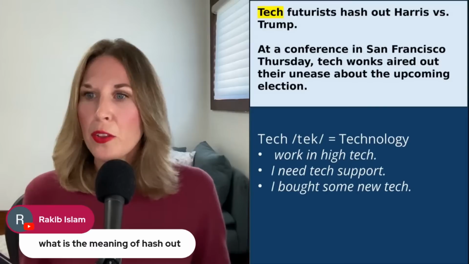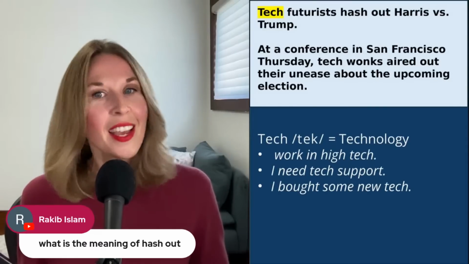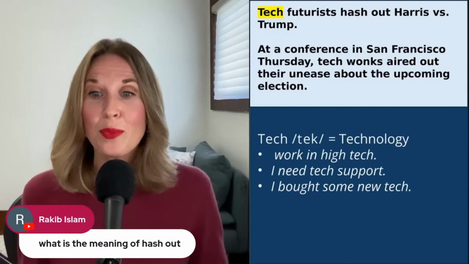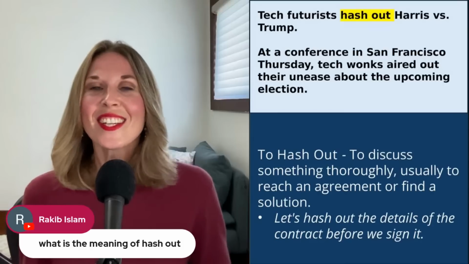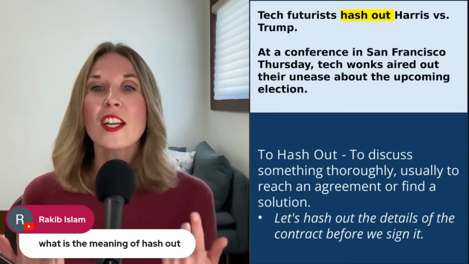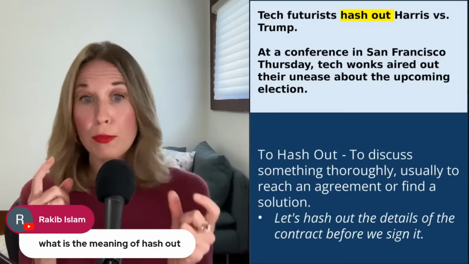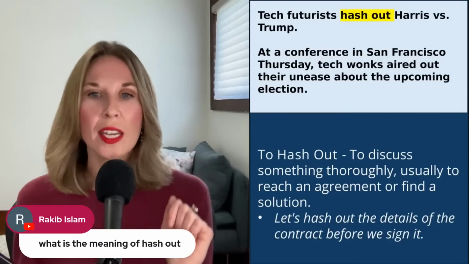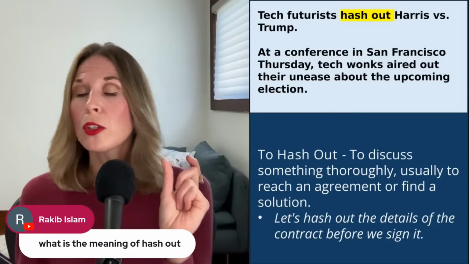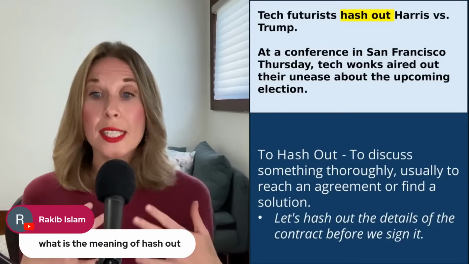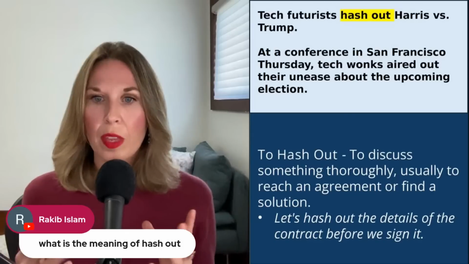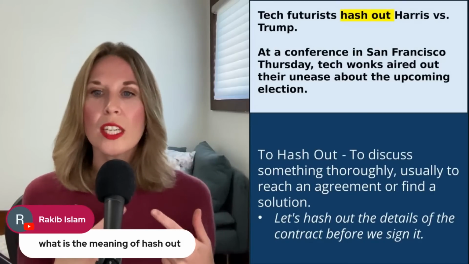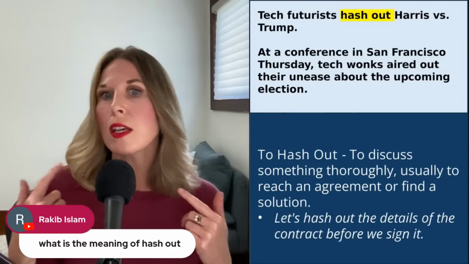Okay, so Rakib wants to know the meaning of hash out. And I saw some other students who also wanted to know that. And don't worry, because that's my next word for you. So tech futurists hash out. So to hash out, this is a phrasal verb. The main verb is hash, and then the preposition is out. So you would conjugate the verb hash. This means to discuss something thoroughly.